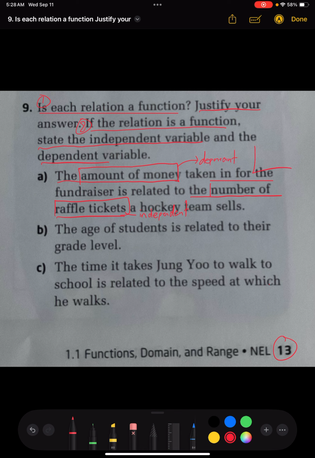And this more or less looks like the following. If I sell 0 tickets, I get $0. And for every ticket I sell, I get a certain amount. Now, is this a function? Yes, because for every ticket I sell, I should get a specific amount of money. Okay? And that's how you do part A. Let's look at part B.